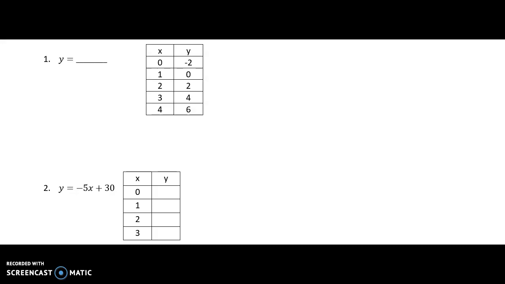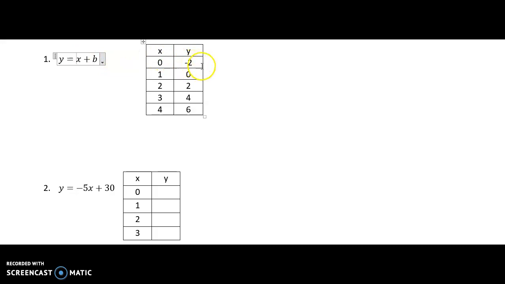Okay, so number one was up here. We had a table that we needed to write a rule for. Remember, we are trying to find our rule, which is y equals mx plus b, where m is our growth and b is our starting point. So let's go ahead and try to figure out m first here.